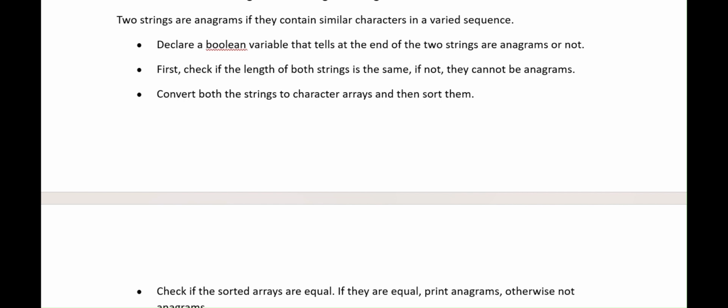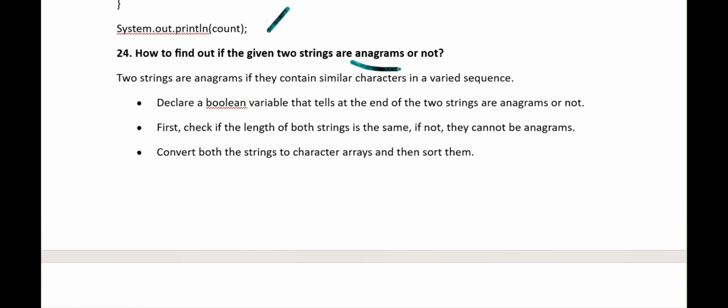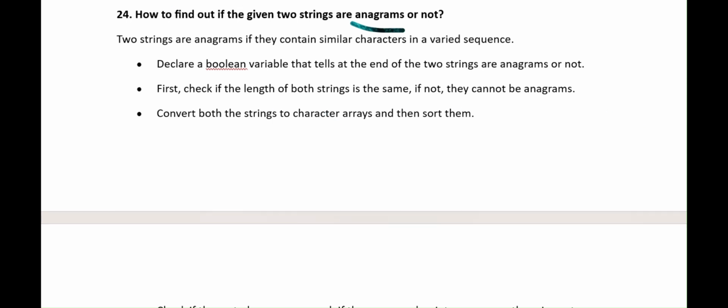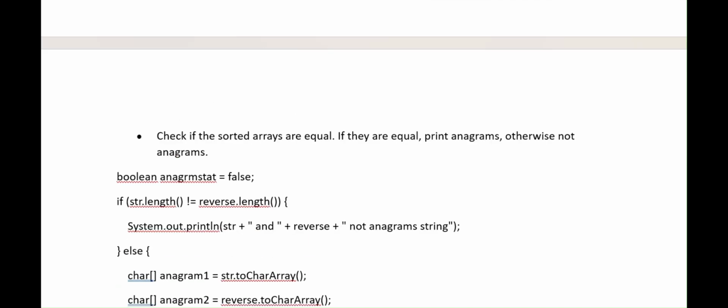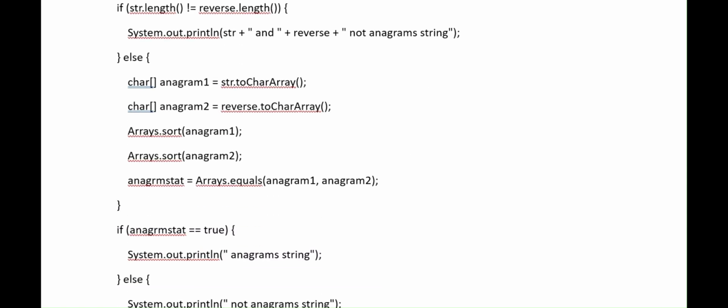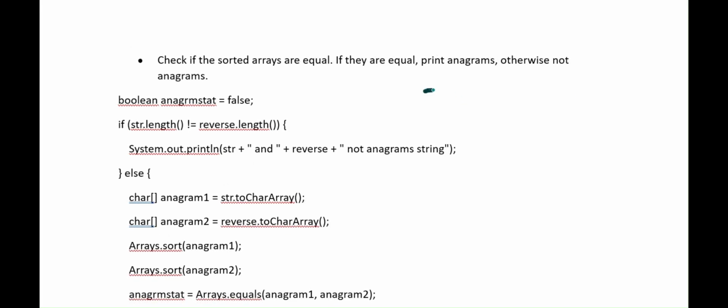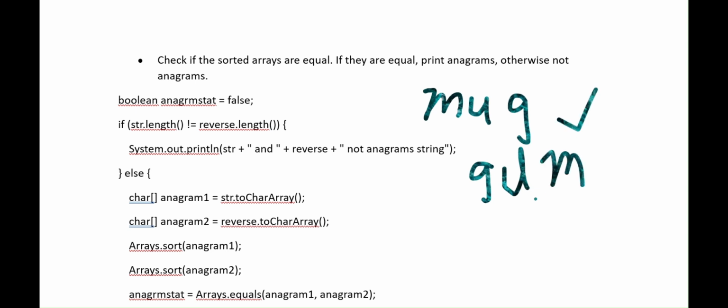Next, how to find whether the given two strings are anagrams or not. You should know what an anagram is. An anagram is when we find another word using the same letters which is meaningful. For example, mug and gum. These are anagrams. Mug is a meaningful word, and using the same letters we have found another word with a different meaning.